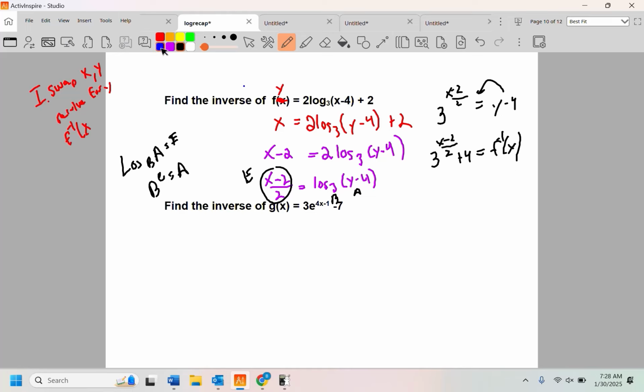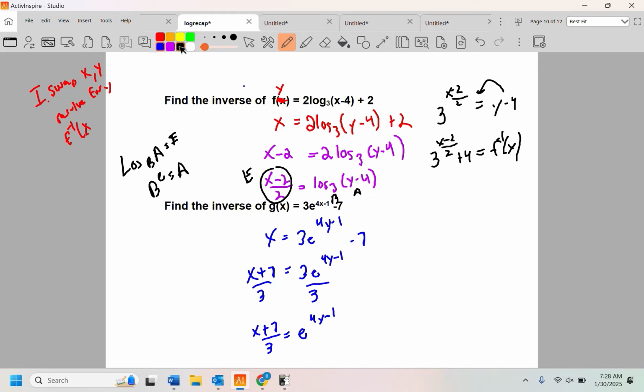Next one isn't going to be hardly any harder. Get the g out on this one. We see an x, we make it a y. Do easy things first. We're going to add 7 because that's easy to do. We're going to divide by 3 because that's also easy to do, and we're also playing the isolation game.